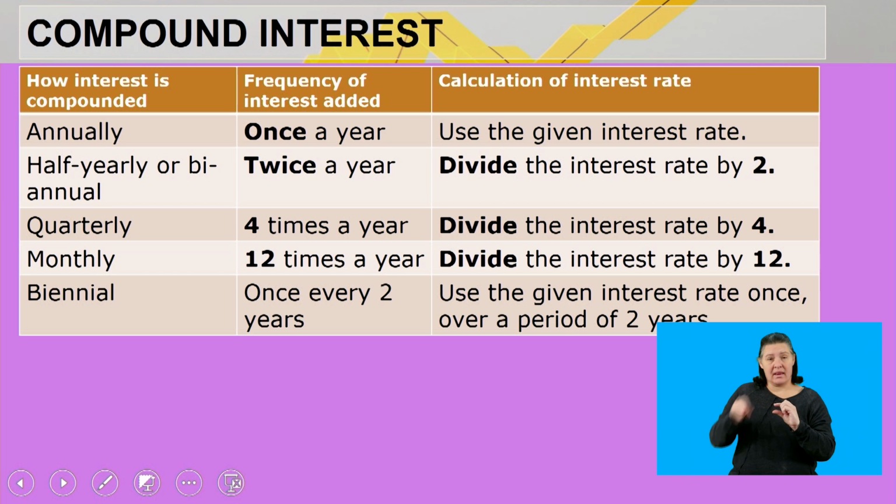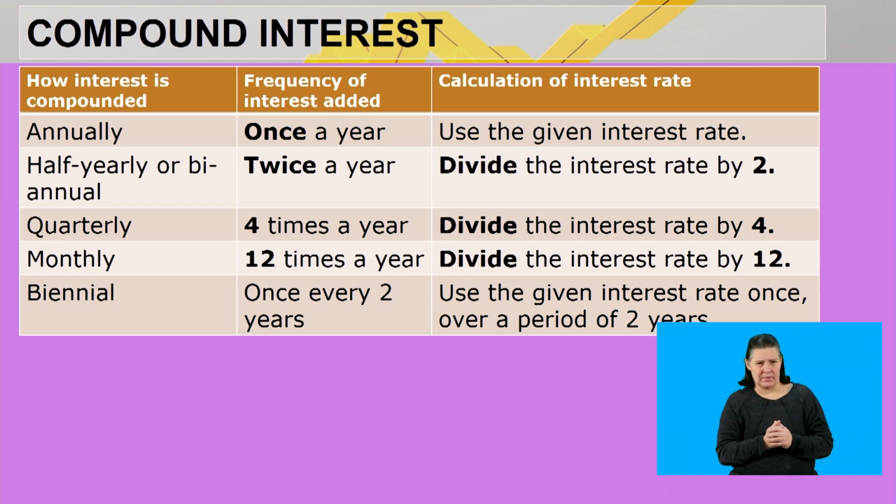Now, here's just an outlay of what compound interest looks like. So how is interest compounded is what I look at here. The frequency of the interest added, and then calculation of the interest rate.